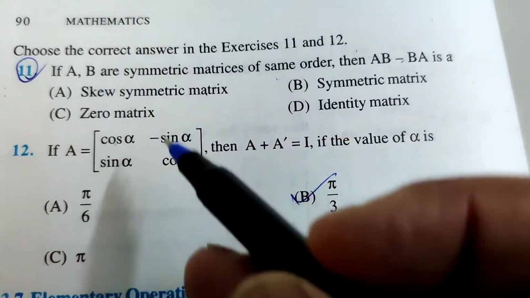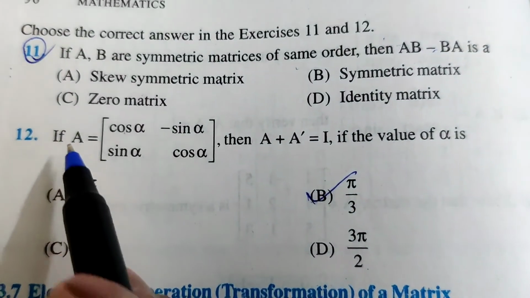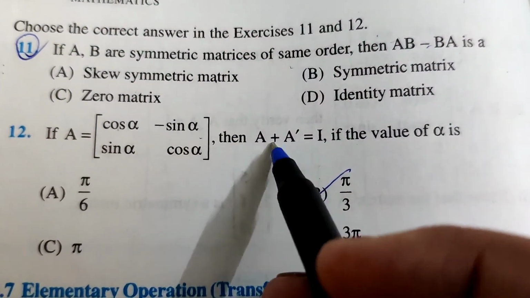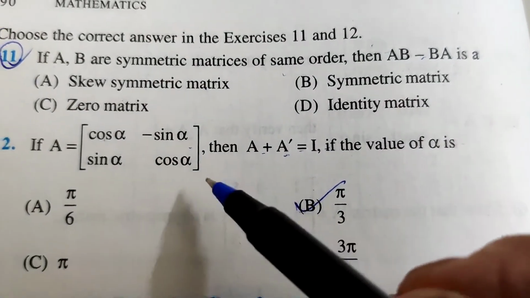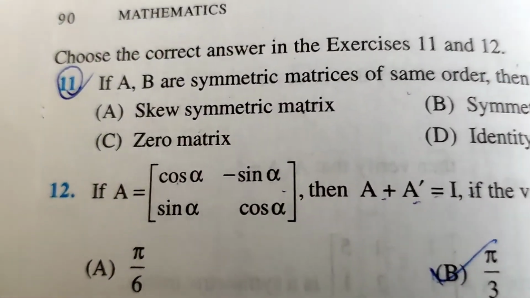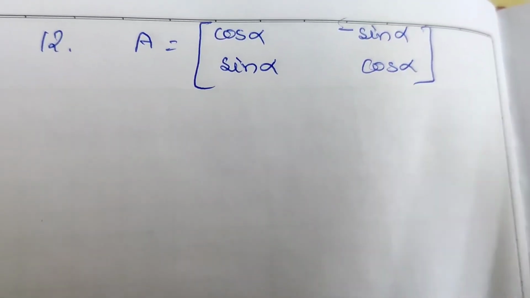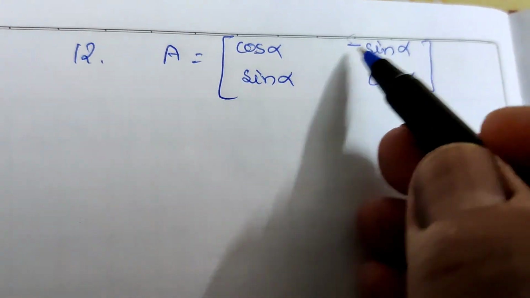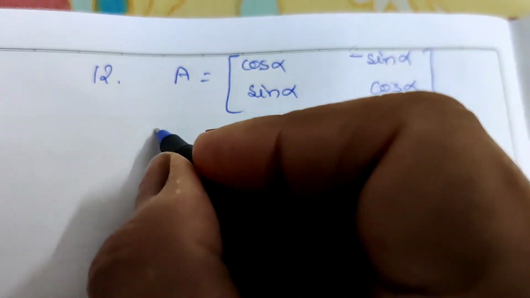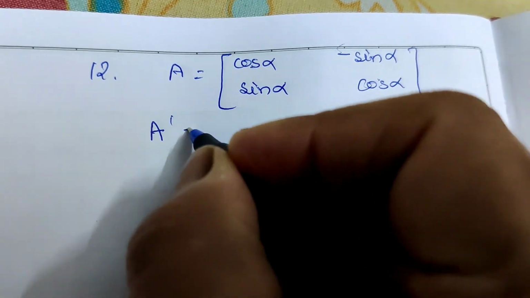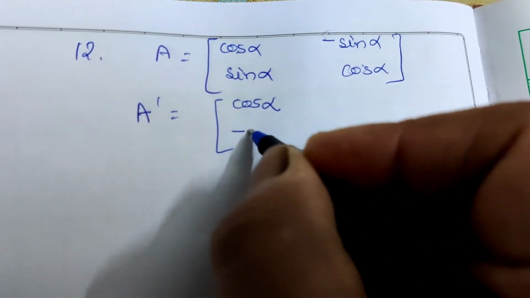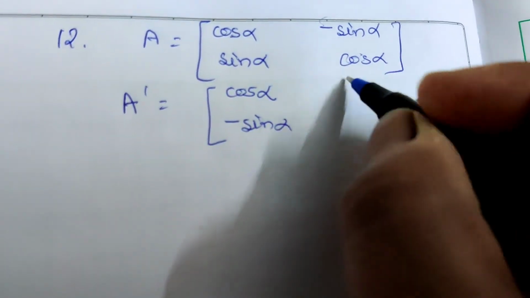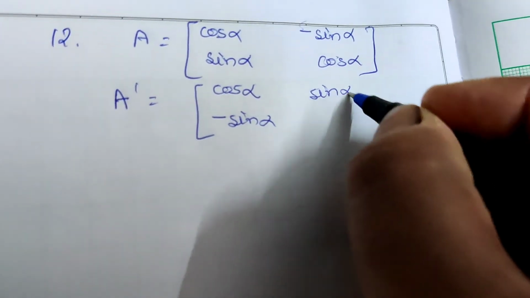A option is right. And B: if A equal to this, then A plus transpose of A equal to I, then find the value of alpha. Okay. This is A: cos alpha, minus sin alpha, cos alpha. Now the transpose of this: minus sin alpha, sin alpha, cos alpha.